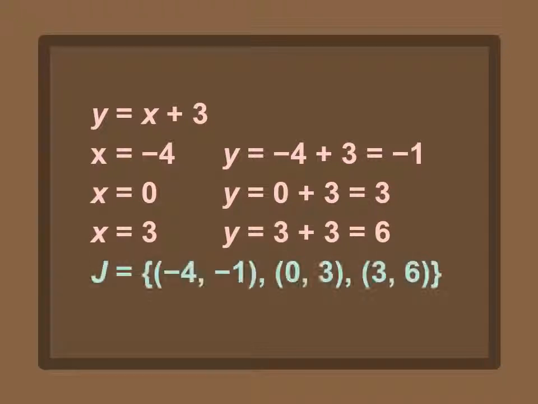Okay, so we get the relation J equals, because it's relation J, we have set brackets because it's a set. And then when X was negative 4, Y was negative 1, so we get the ordered pair negative 4, negative 1. When X was 0, Y was 3, so we get the ordered pair 0, 3. When X was 3, Y was 6, so we get the ordered pair 3, comma 6.